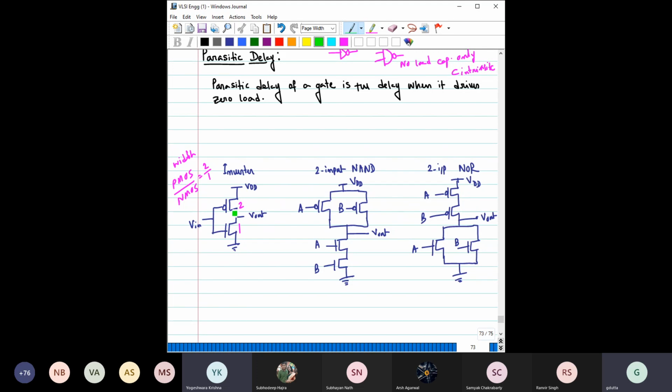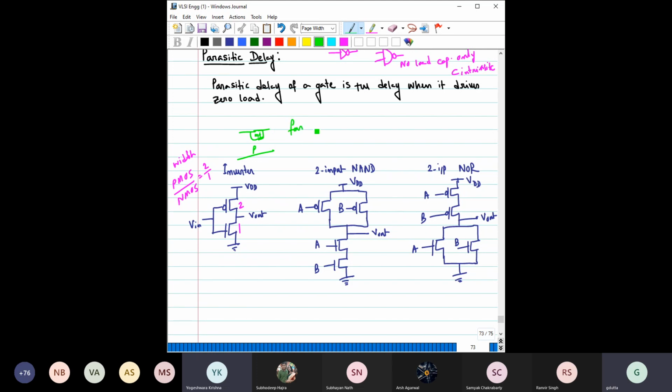Can you recall the diffusion capacitance? Diffusion capacitance is the capacitance because of this n plus or p plus diffusion and the other base region, right? So here on this drain side you have one, right? Here also on this side you have one, right? So we will neglect the other capacitance.